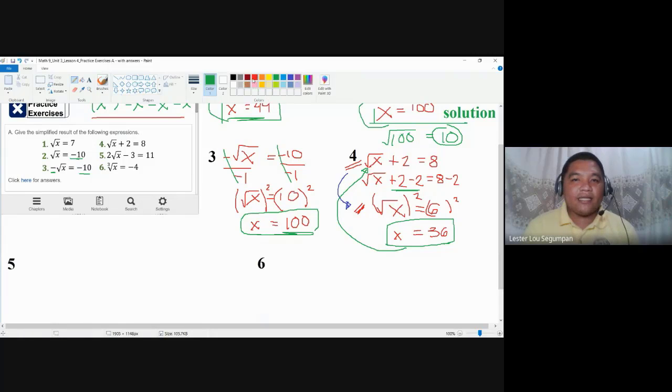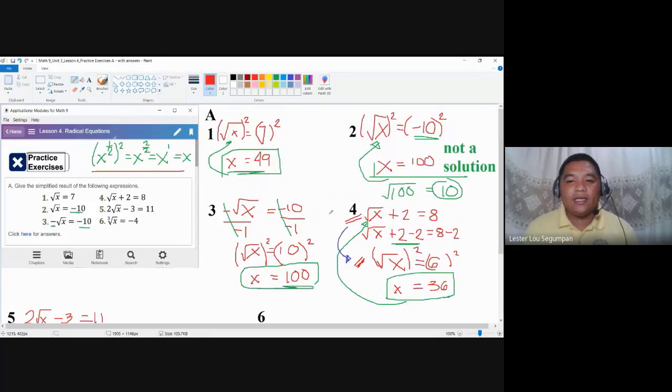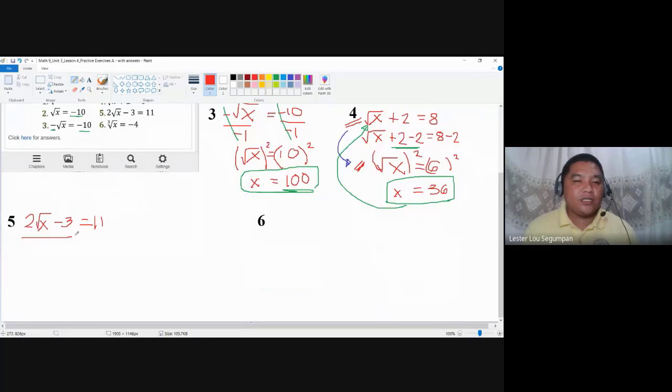So our second to last item contains multiple coefficients outside the radical expression. So you have 2 square root of x minus 3 is equal to 11. Well, you might say I could divide both sides by 2 so that I could remove the coefficient here, just like what happened in number 3. We divide both sides by -1. But of course, yes, it's still logically and mathematically correct, but you might experience fractions here.